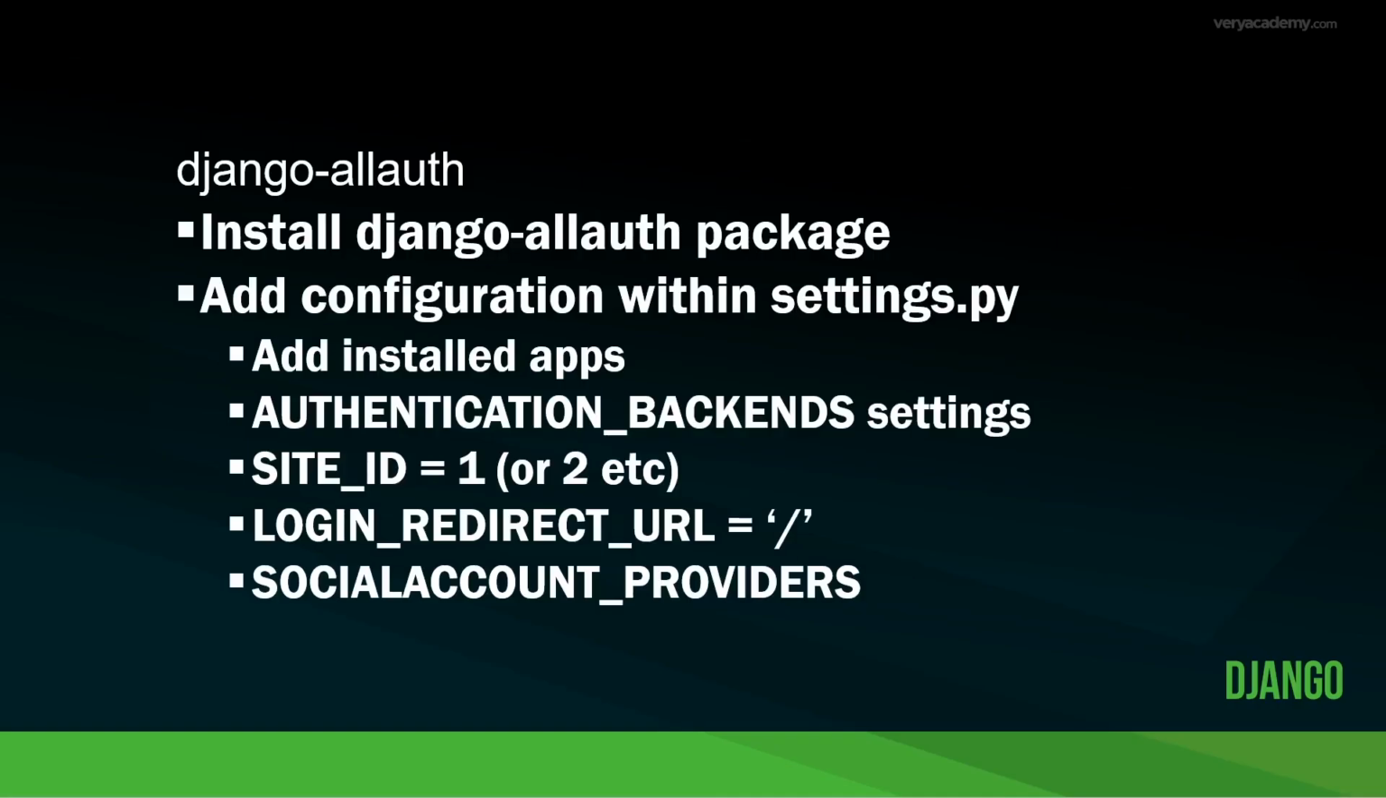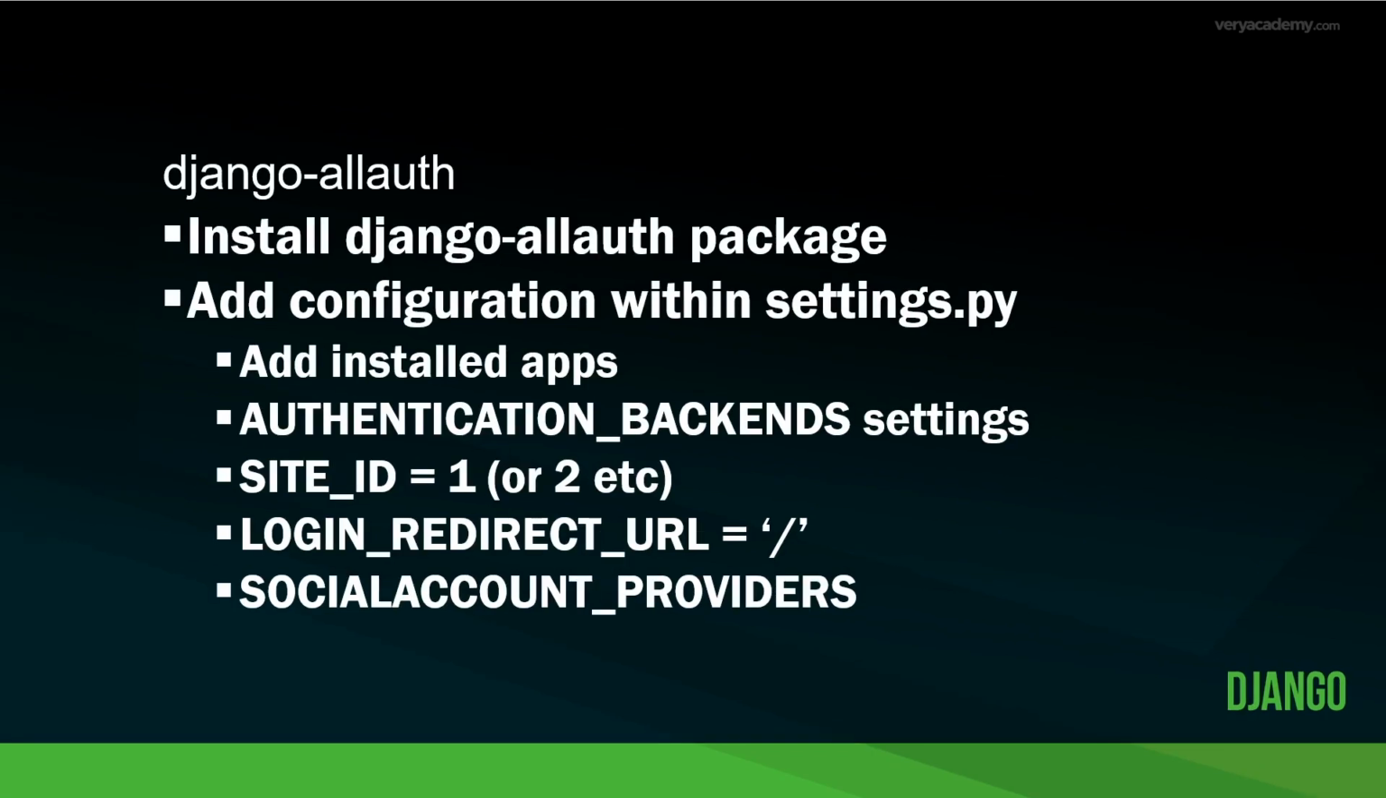So now we have our project started, we can now configure the authentication. So here we're going to be utilizing Django-allauth package. So first of all, we're going to need to install it. So once we've installed the package, we'll head straight over to the settings.py file, and in here we're going to add the installed apps, include the authentication backend or define the authentication backend settings. Then we need to set up a site ID, a login redirect, and a social account providers.